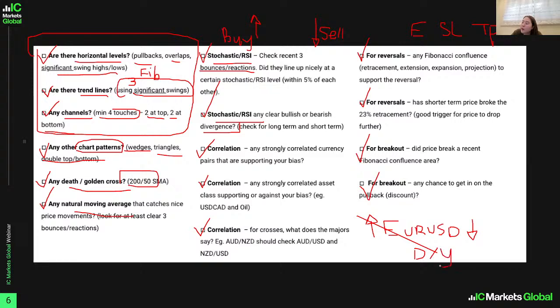Why DXY? Because DXY is the US dollar index chart. Okay, DXY will show you the movement of the US dollar. So if you want to buy the EUR USD, that means DXY should be dropping in price. And that's how you use correlations to get higher probability setups.